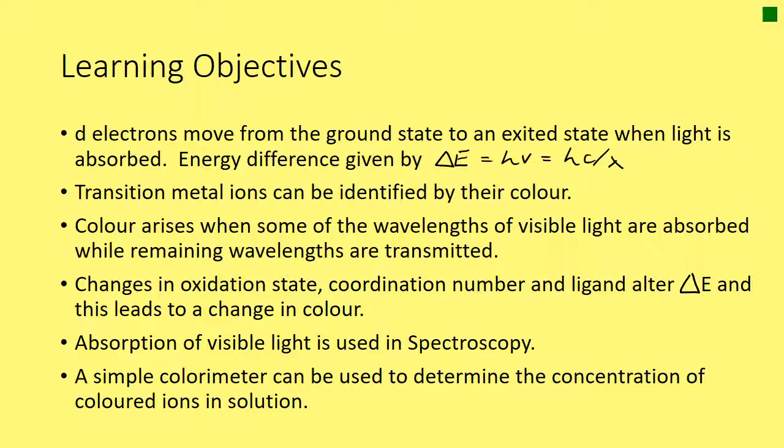The second one is that each of these transition metal ions has a slightly different energy level between the d orbitals when they're with ligands, and that can be used to identify them by their colour.